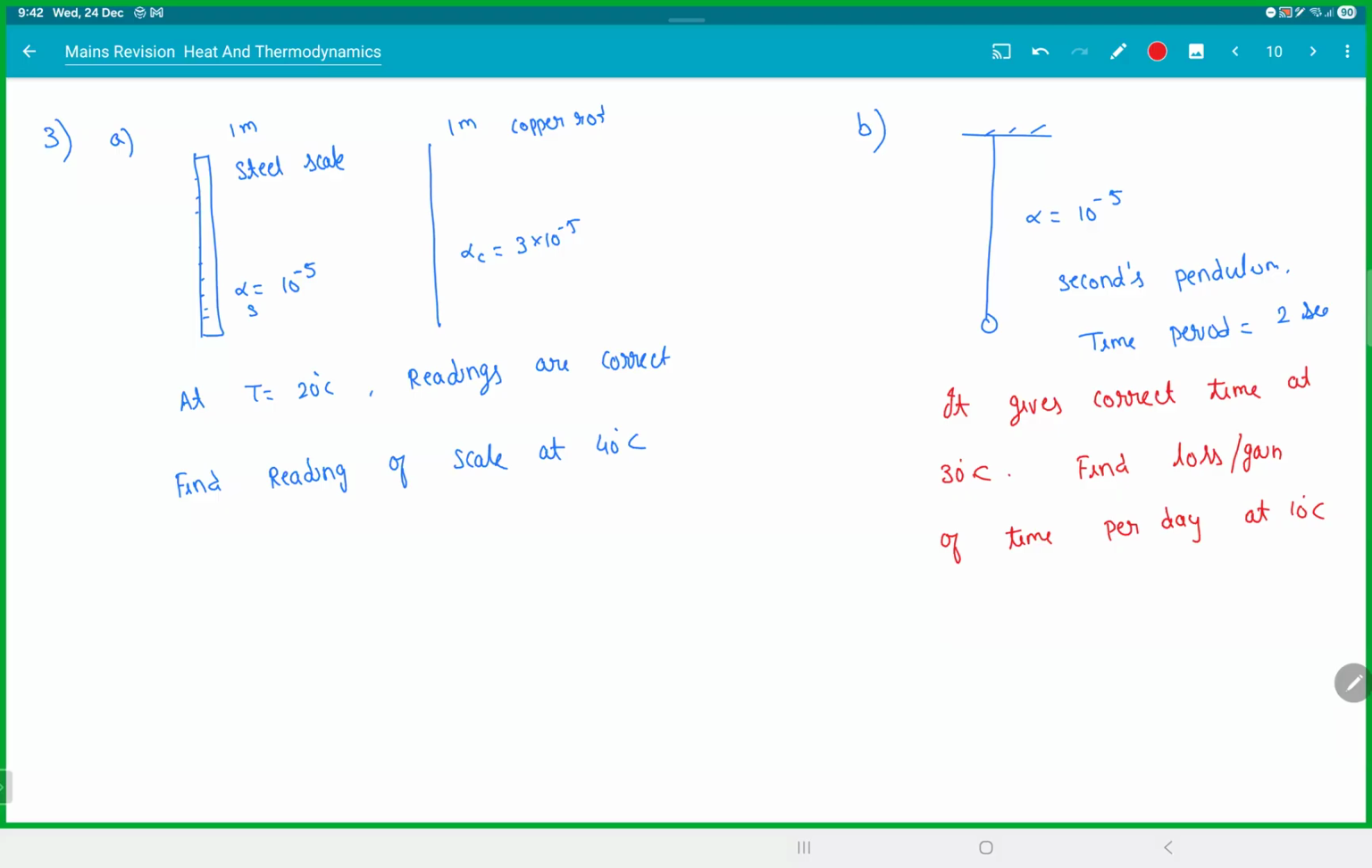Second thing, we have a pendulum, a seconds pendulum, meaning time period is 2 seconds. It gives correct time at 30 degrees. Find the loss or gain of time per day at 10 degrees. Let's get them.